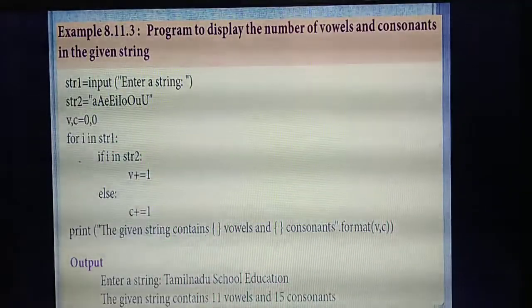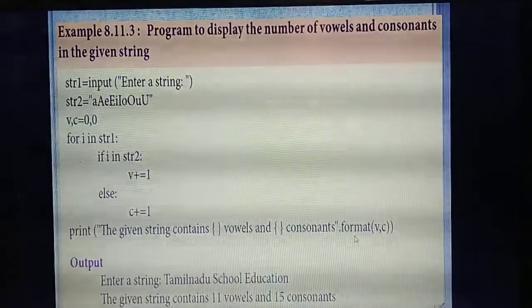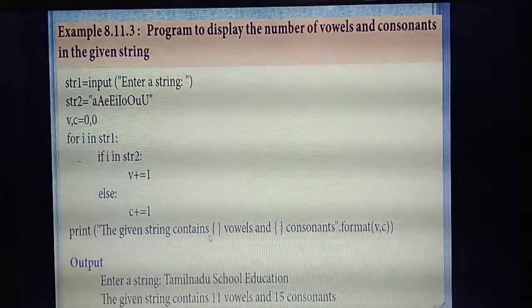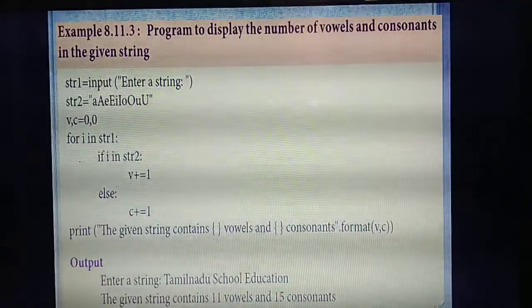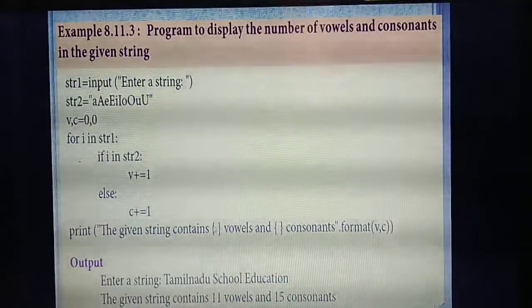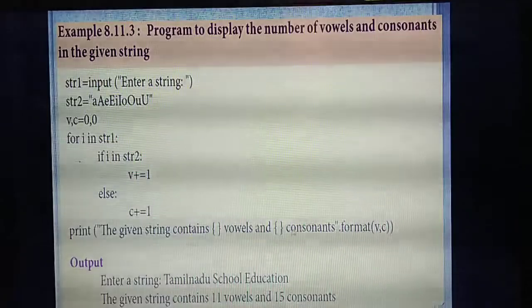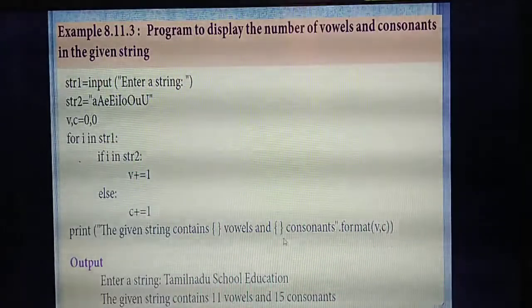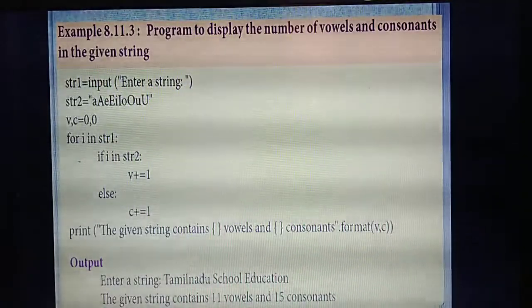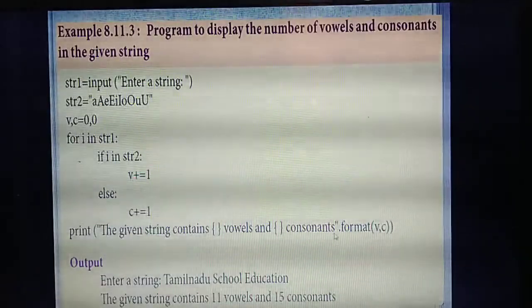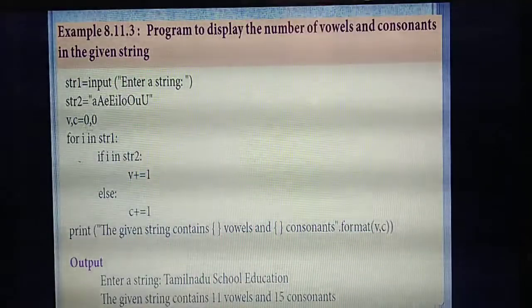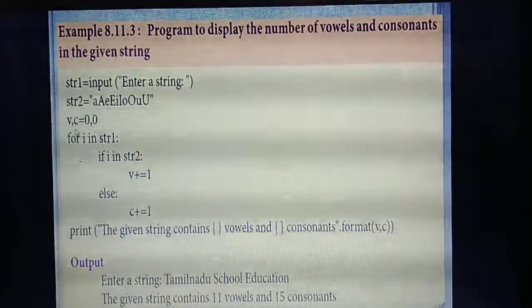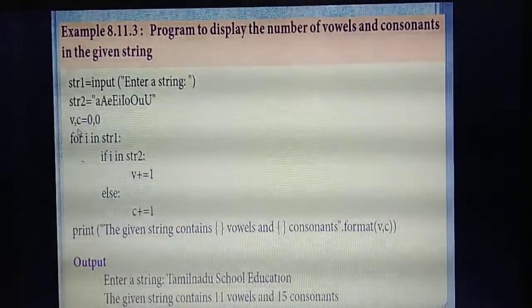Now you are printing using which function? Format. Here you are printing that the given string contains vowels as well as consonants. So the string is: the given string contains, first curly brace for vowels and second curly brace for consonants. If you are using this, you need to call the format function. What's the formula for calling the format function? Dot format. What variables are you giving? Vowels V comma C.